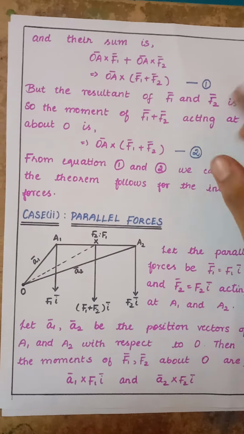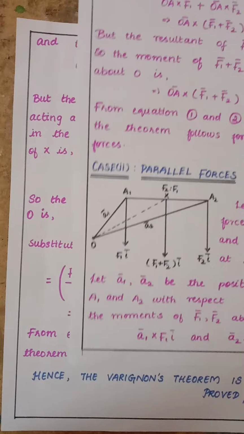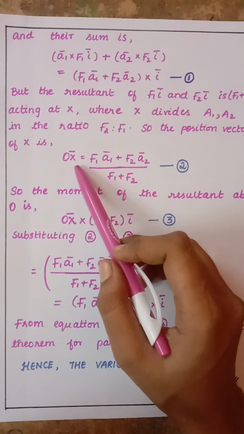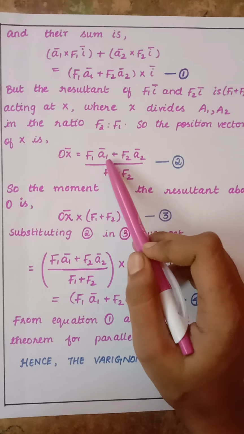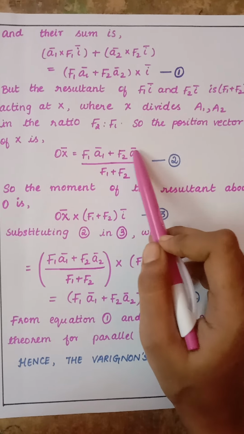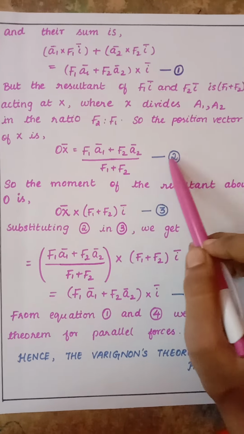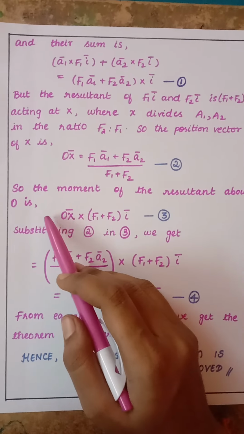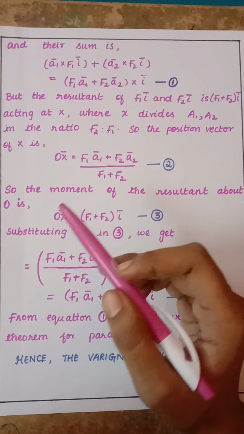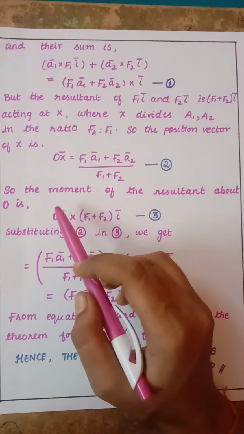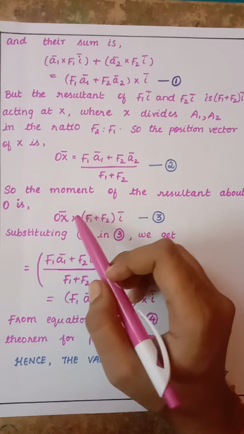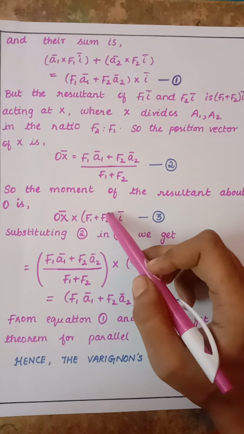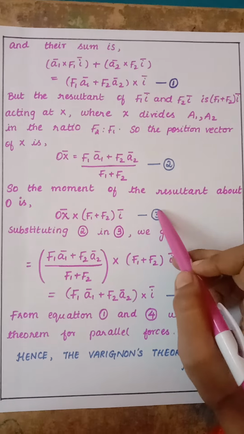So now we need to find the position vector for X. The position vector of X, OX vector, is equal to (F1 small a1 vector plus F2 small a2 vector) divided by (F1 plus F2). Mark this as equation 2. So the moment of the resultant about O, according to the statement, we need to find for the same point. So we get this as OX vector cross (F1 plus F2) i vector. Mark it as equation 3.